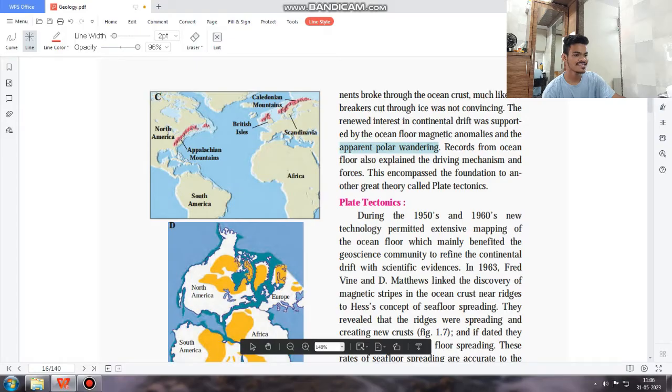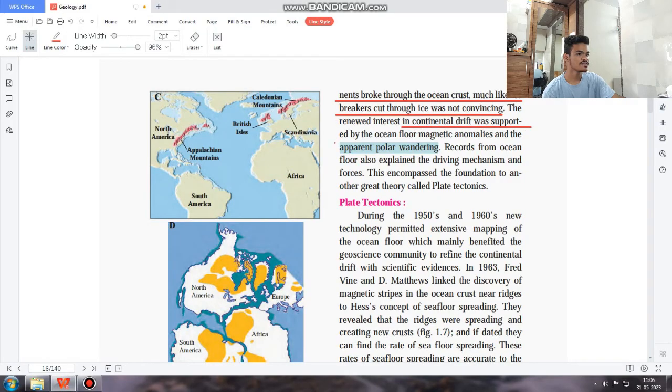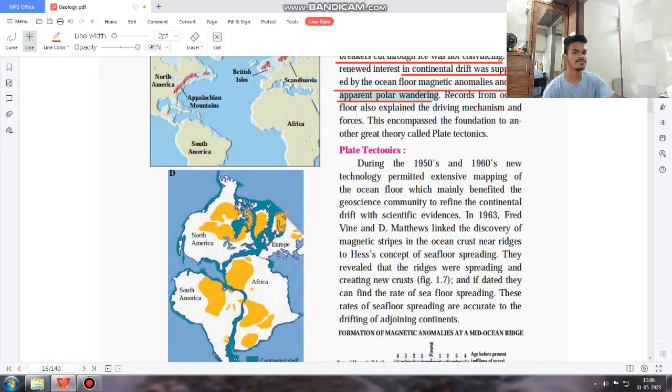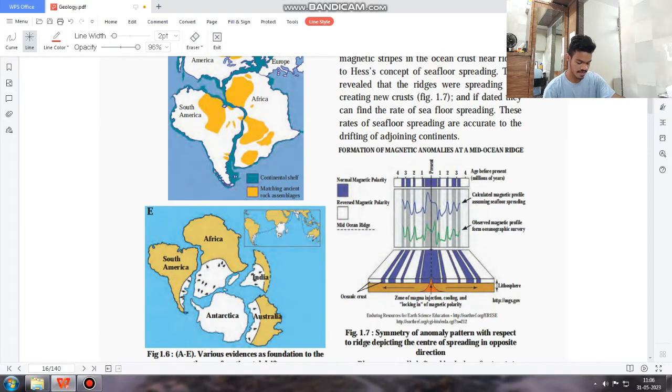Next, one small point. Wegener's drift theory suggests that continents broke through the ocean crust. This is the main line. It proposes that they break through ice, which is not convincing. Also, this line: continental drift was supported by ocean magnetic anomalies and the apparent polar wandering. Nothing much over here.